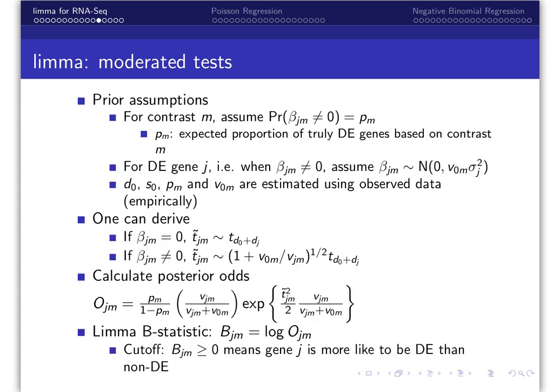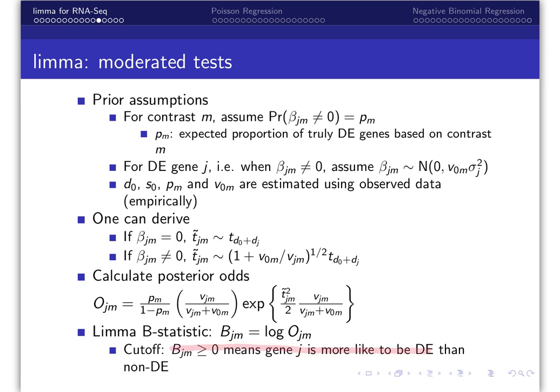Besides using moderated t-tests, limma uses empirical Bayes: the probability of gene J being differentially expressed for the mth contrast is given by P sub m. The beta coefficient follows a normal distribution, and these parameters are estimated from the data, and hence we have empirical Bayes in use. We calculate the posterior odds to get the B statistic, which is the log of the posterior odds.